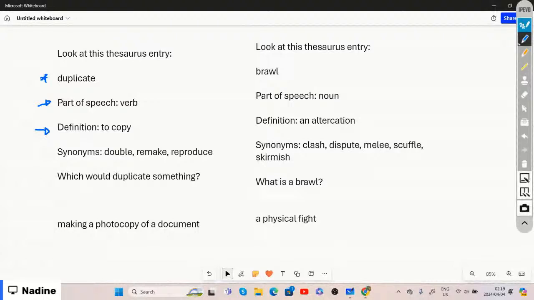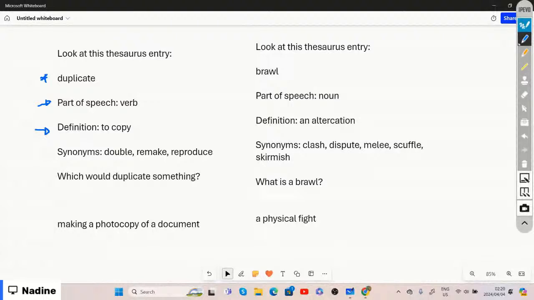It's to double. And if we look at the prefix that's in front of that word, re- means again. So remake means to make it again. Reproduce is to produce something again, right?